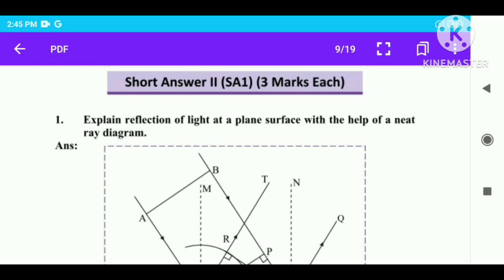A short answer, second answer key. First question, explain the reflection of light.